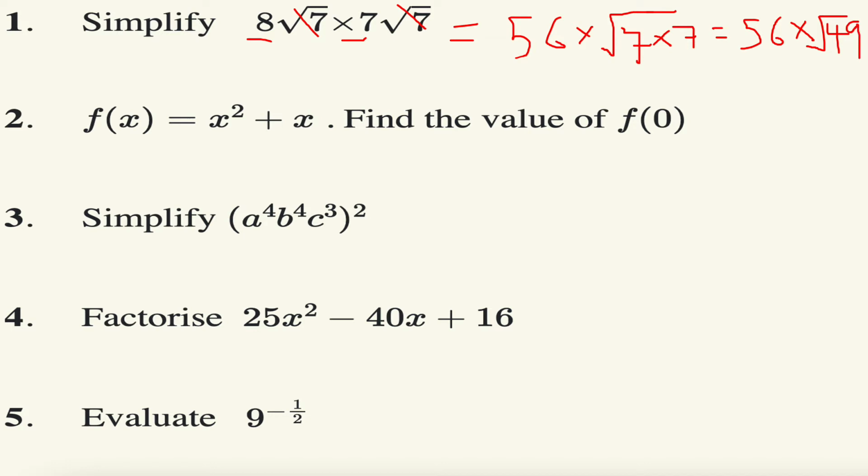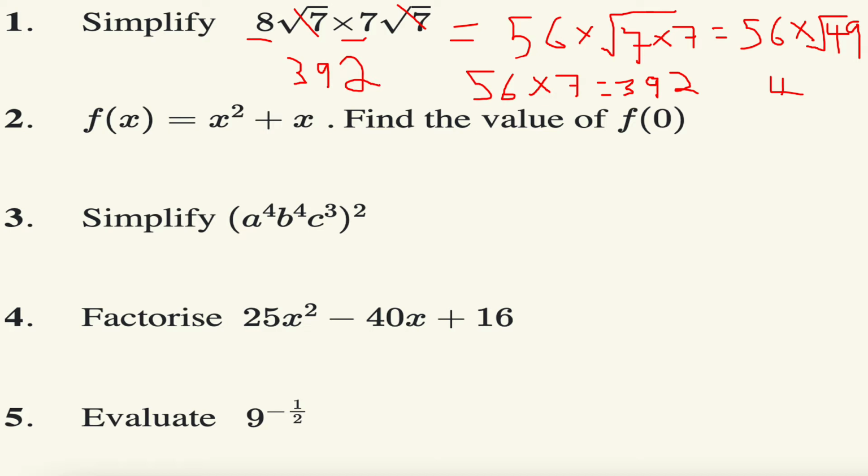So it's 56 times 7, which again I can use the grid method or any other method to work out my answer. So doing it here, 6 times 7 is 42, so 2 carry the 4. 5 times 7 is 35, add the 4 is 39. So the answer to this question, it simplifies to the number 392. So this topic, if you're interested, is looking at manipulating surds.